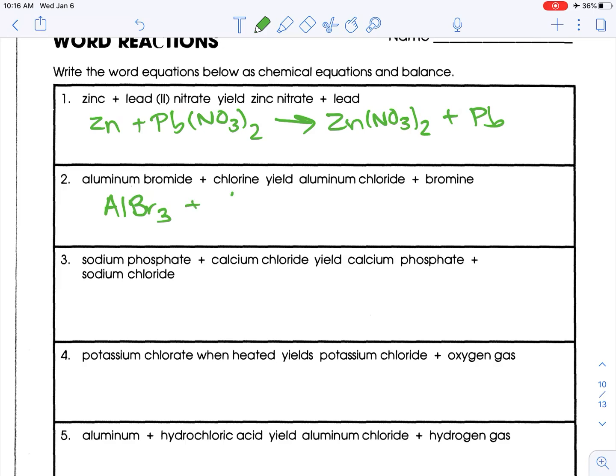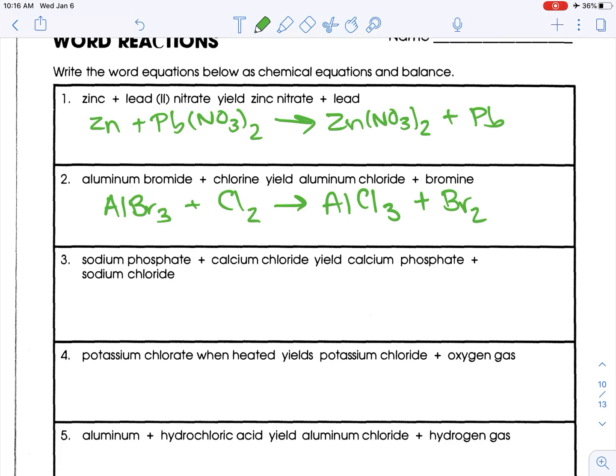Plus chlorine. Careful. Chlorine is a Hofbrinkel or diatomic element when it's by itself, so Cl2. Yield aluminum chloride. So, got to crisscross that. Cl3. And bromine, Hofbrinkel, so diatomic by itself.